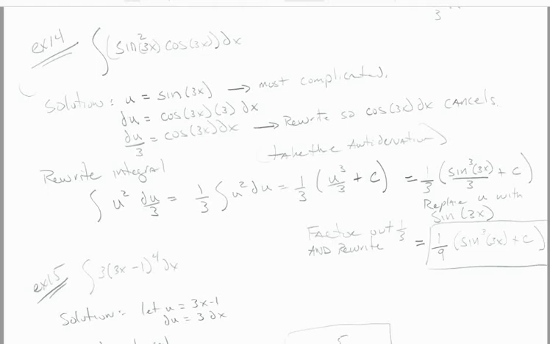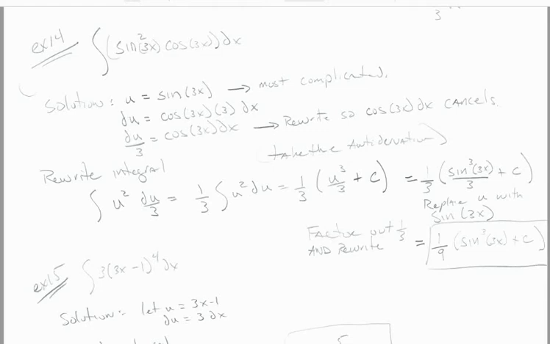So we have to rewrite that. The 3 is a constant, so we have to divide both sides by 3. So we're going to have du divided by 3 equals cosine of 3x dx. Now we can do direct substitution for the cosine of 3x dx as du over 3 and sine of 3x as u. So when we rewrite this integral, we're going to get the integral of u squared times du over 3.